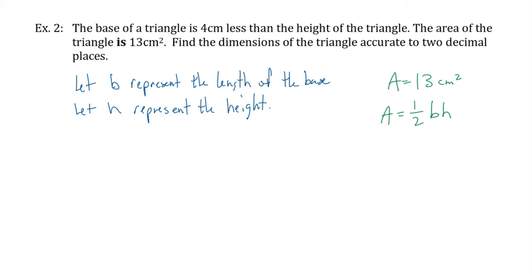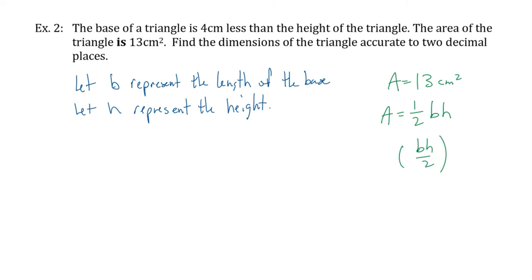The formula for area of a triangle: area is 1/2 base times height. We also often call this base times height divided by 2. A lot of people prefer that one. Okay, and in this case, you could use either. In some cases, it's better to have the fraction out front, but in this case, actually, either would be fine. Okay, find the dimensions of the triangle accurate to 2 decimal places.